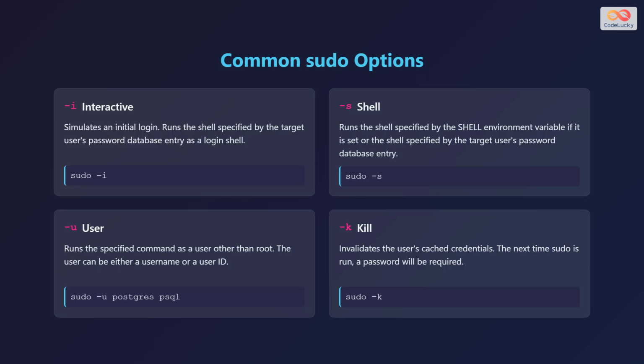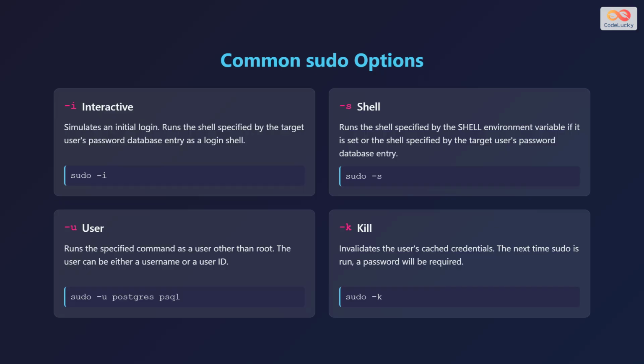Let's examine some common sudo options. The -i option simulates an initial login. It runs the shell specified by the target user's password database entry as a login shell. For example, sudo -i. The -s option runs the shell specified by the SHELL environment variable, if it is set, or the shell specified by the target user's password database entry.